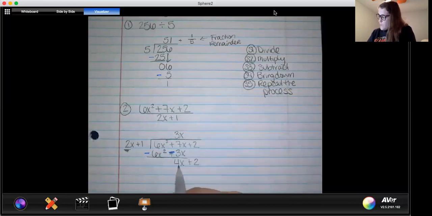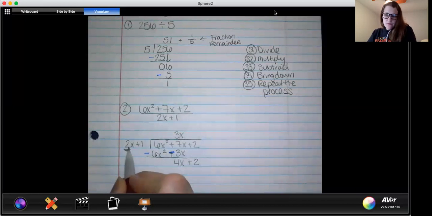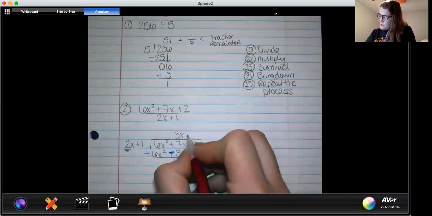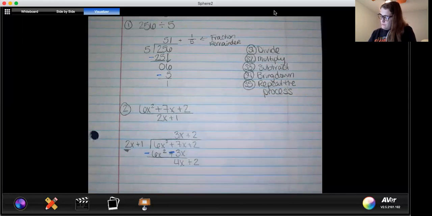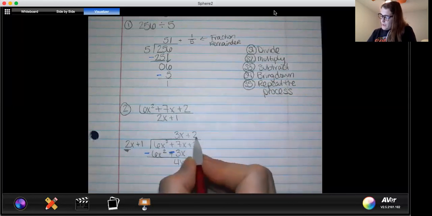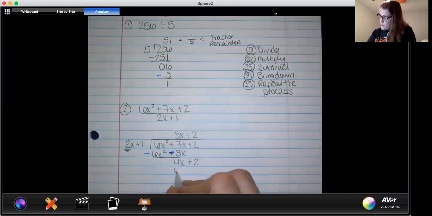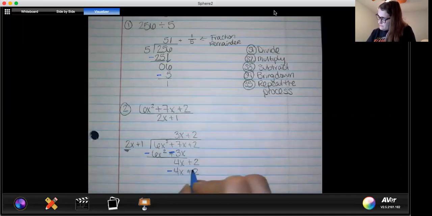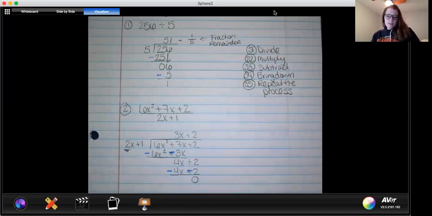So 4x divided by 2x, okay? 4x divided by 2x is going to be just positive 2. Then I multiply. 2 times 2x is 4x. 2 times 1 is 2. Subtract, and I get a value of 0, which means I have a perfect relationship here, and there's no remainder.